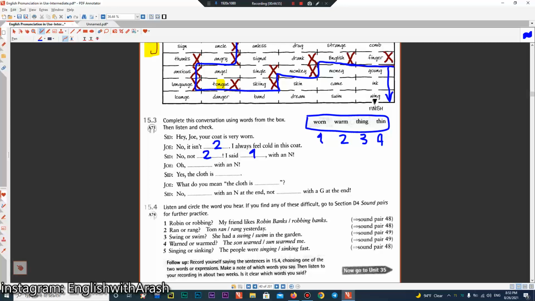So the ne and me, as we talked about. I always feel cold in this coat. No, not warm. I said worn, with an N. Oh, worn with an N. Yes, the cloth is... So worn with an N. Of course, again, yes, it is one. Worn with an N. Oh, not warm. I said worn with an N. Oh, worn with an N. Yes, the cloth is thin. What do you mean, the cloth is thin? No. Okay, the cloth is what?